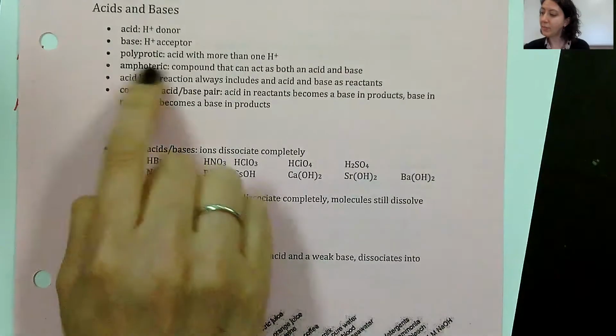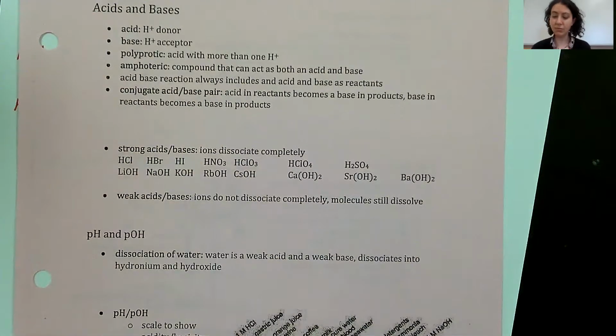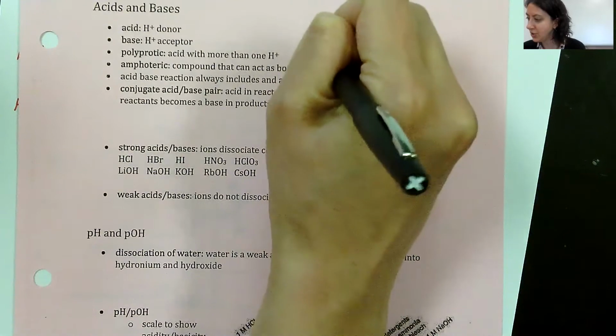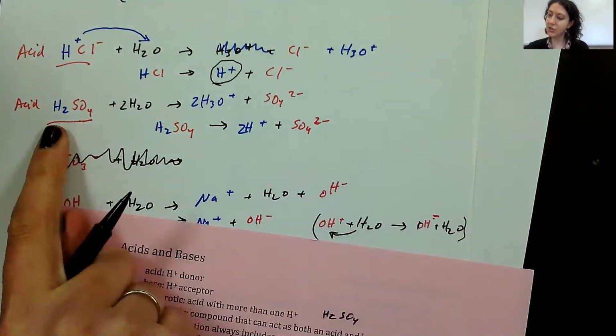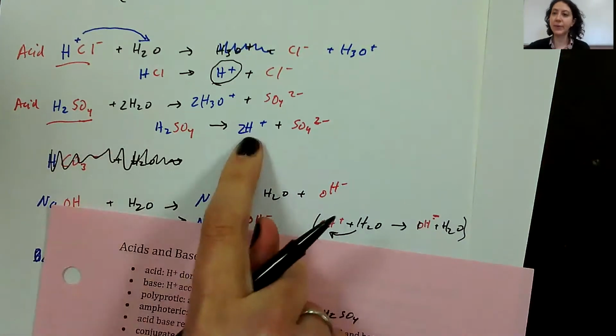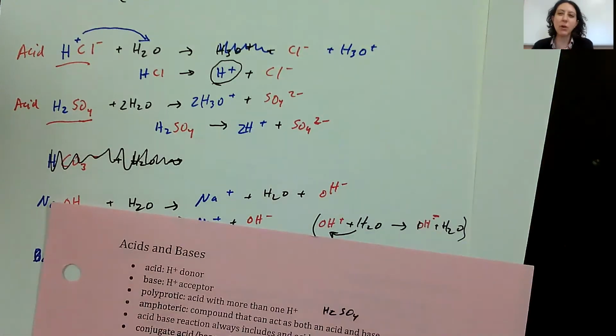There are polyprotic acids, or acids with more than one H+. So a good example of that would be H2SO4, like I just showed you here, because it has 2 hydrogens that it can give. So it has more than one, polyprotic.